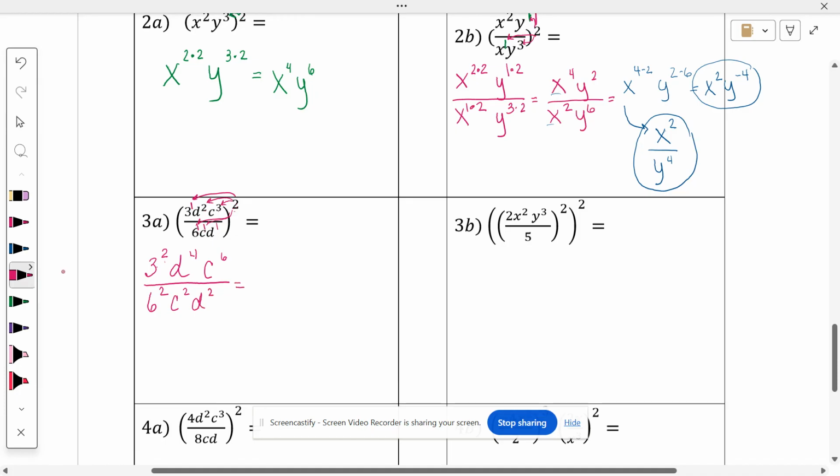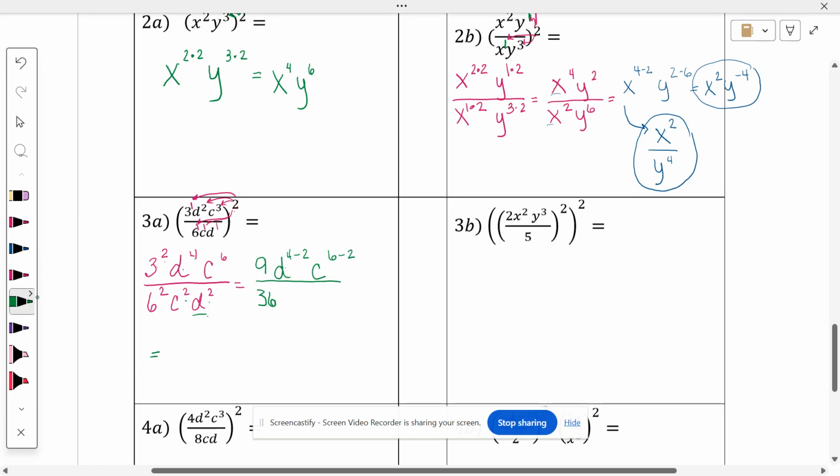I'm going to simplify my two coefficients. 3 squared is 9, and 6 squared is 36. I have d to the 4th minus 2. Remember, I'm going to use the quotient rule, 4 minus 2, and c to the power of 6 minus 2.